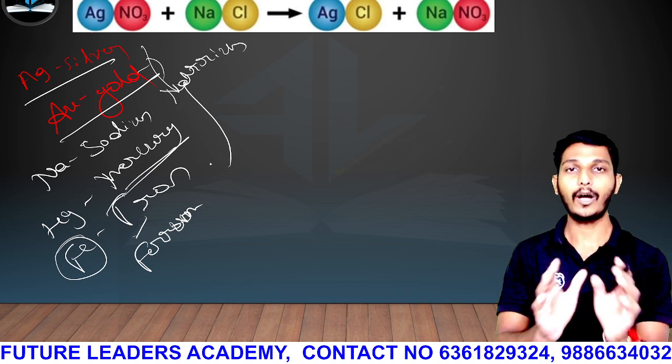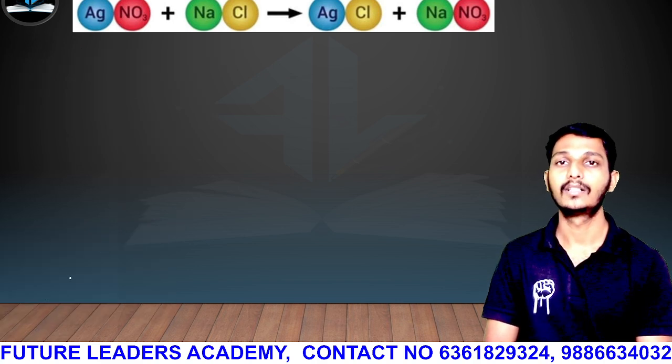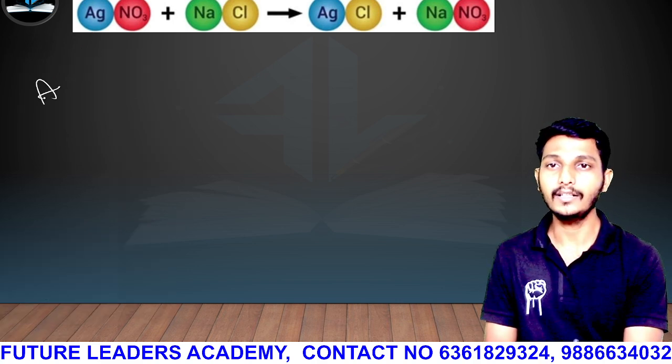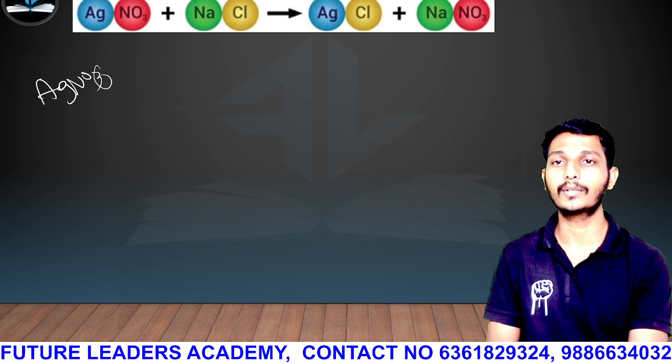Okay now, so you have to know about all these things. Clear? Now guys, silver is reacting with silver nitrate, AgNO3. Why NO3? Because Ag has 3 plus.